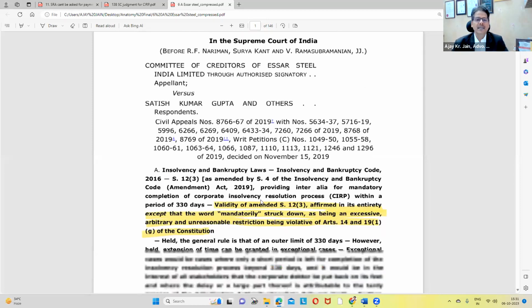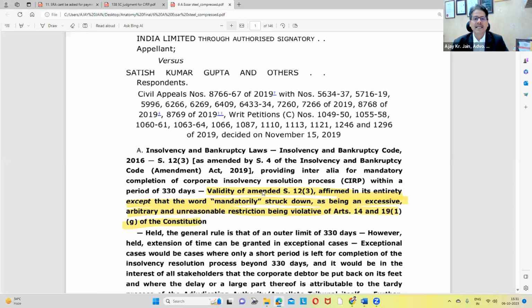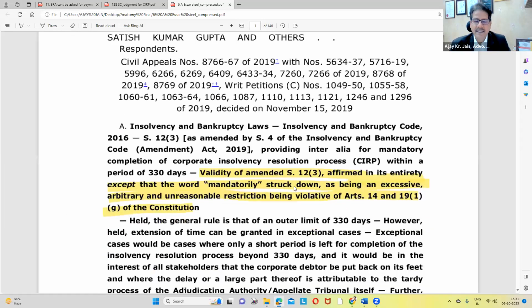So here, the Supreme Court read this provision, IBC section 12, subsection 3, as amended, providing inter alia for mandatory completion of CIRP within a period of 330 days. The validity of amended section 12, subsection 3, was affirmed in its entirety, except that the word mandatorily is struck down as being an excessive, arbitrary, unreasonable restriction, violative of Article 14 and 19(1)(g) of the Constitution of India.